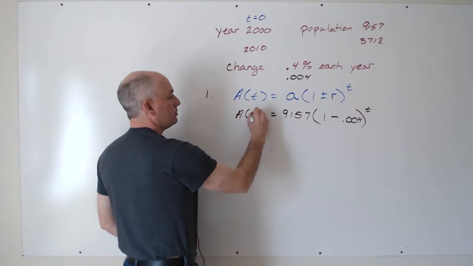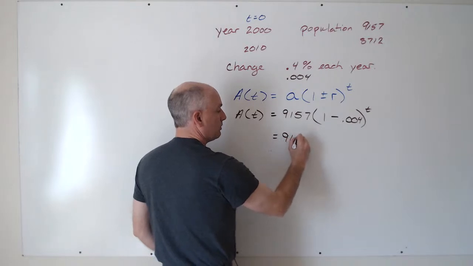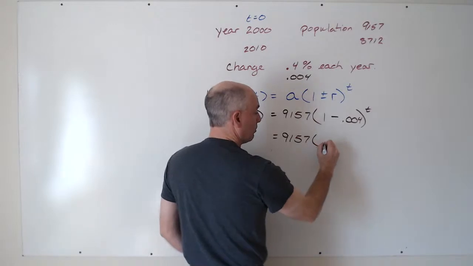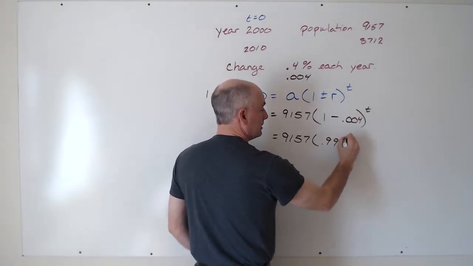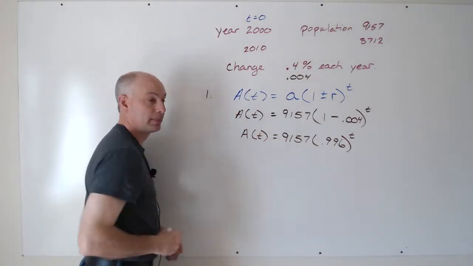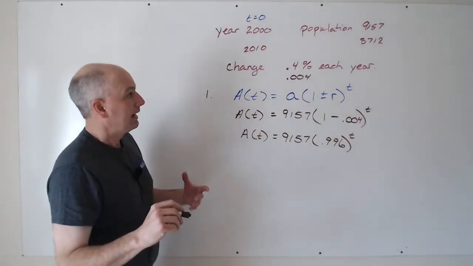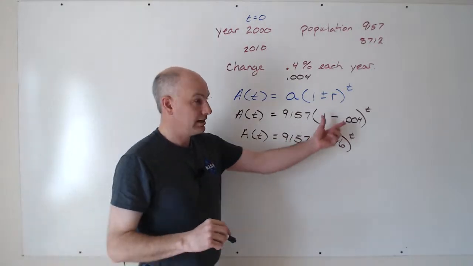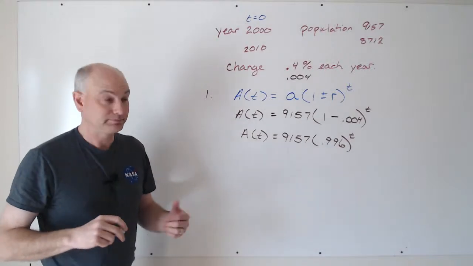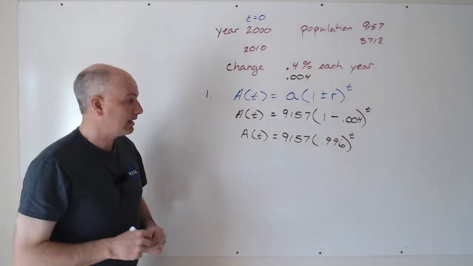So all we need to do then is clean this up. I get the 9157 times 1 minus 0.004, which is the 0.996 that you should have had as one of your possible answers. The other possible answers that you had for that one were potential mistakes students could make. I took the 8712 and put it in there, I made things an increase, I did a whole bunch of different things, so you had to choose the right one.